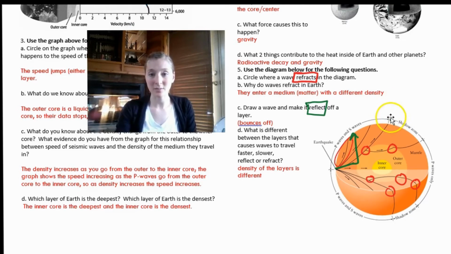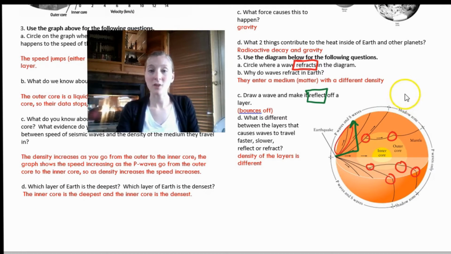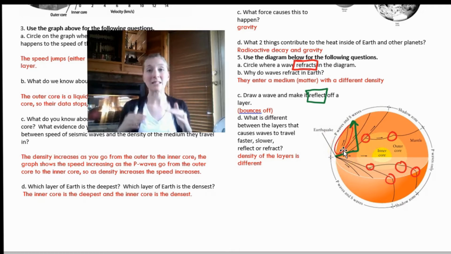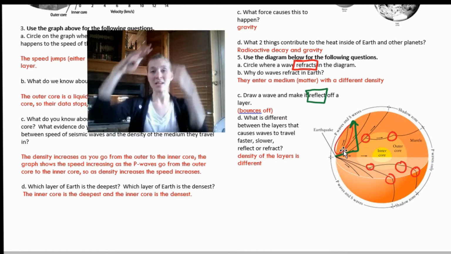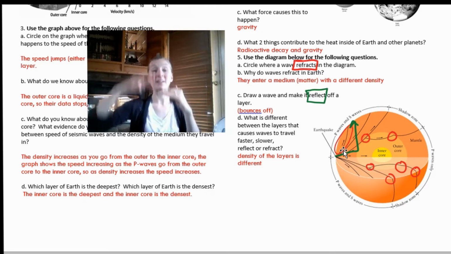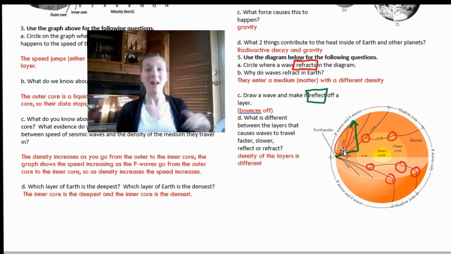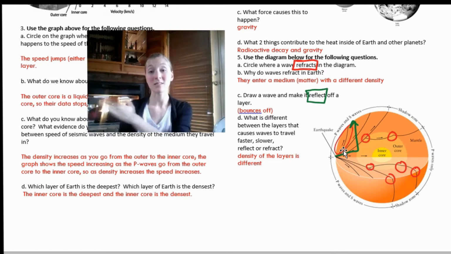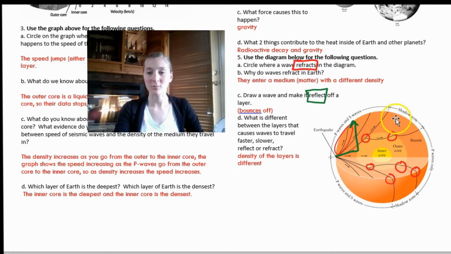Okay, now we look at this number five. We have to draw or circle where refraction happens. So every time you see a circle, there's a bend in the path. And even this entire thing, because a layer itself is not completely the same density. It's not homogeneous. It has some variation in density as you go through the layer, and that causes the waves to bend through a single layer. So each one of those circles is refraction.